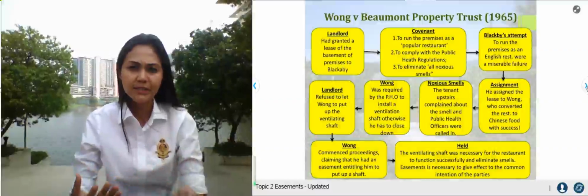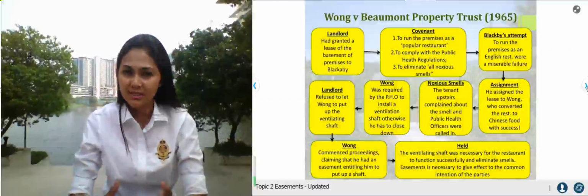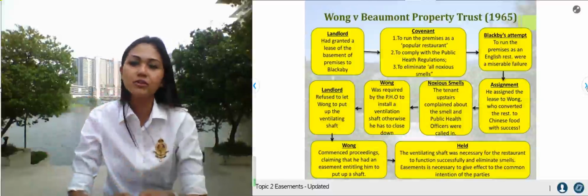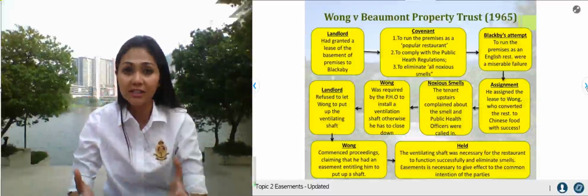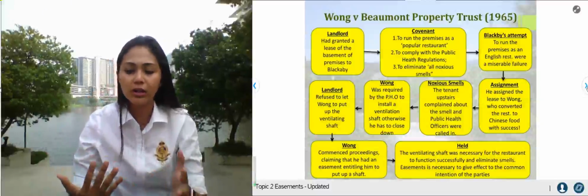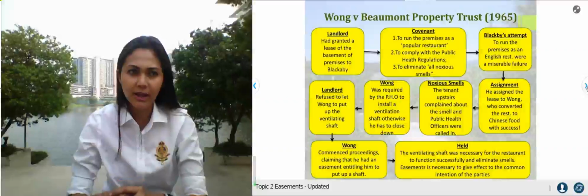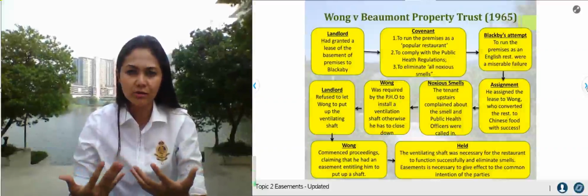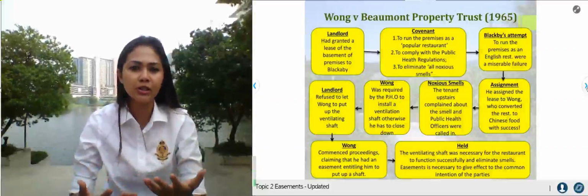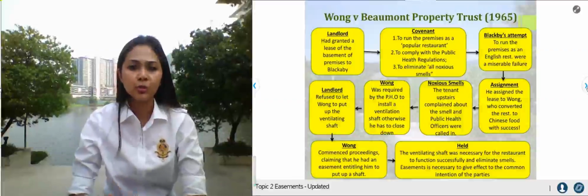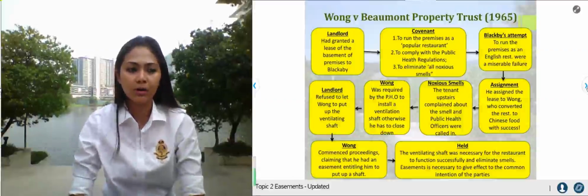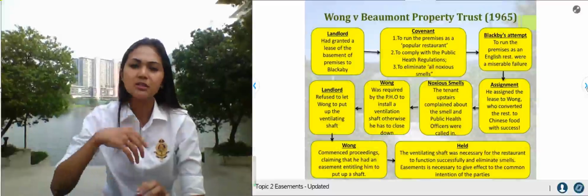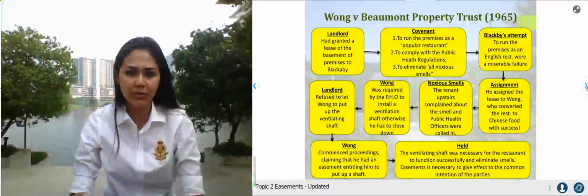So obviously, Blackbee's attempt to run a successful business wasn't that successful. So he assigned the lease to Mr. Wong. So Mr. Wong converted that restaurant to become a Chinese restaurant and it was successful. So there were a lot of customers, so he cooked constantly. But the problem is that whenever he cooked this type of food, it produced this nauseous smell. So the tenant upstairs complained about it and reported it to the public health officers. One requirement or recommendation given by the public health officers is to install a ventilation shaft so that the smell won't go through to the flats above the restaurant itself.